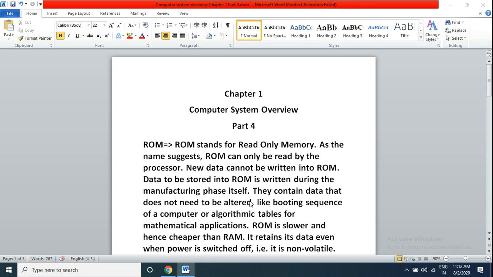They contain data that does not need to be altered, like the booting sequence of a computer or algorithm tables for mathematical applications. So generally in ROM, computer manufacturer companies write the data a single time, which cannot be altered. So there are examples like the booting sequence of a computer or algorithm tables for mathematical applications.